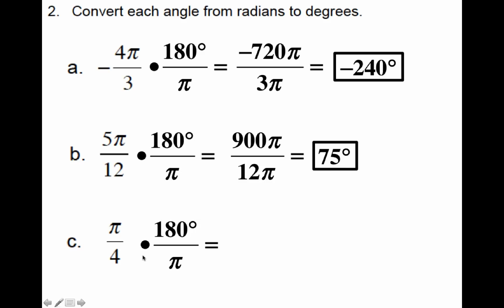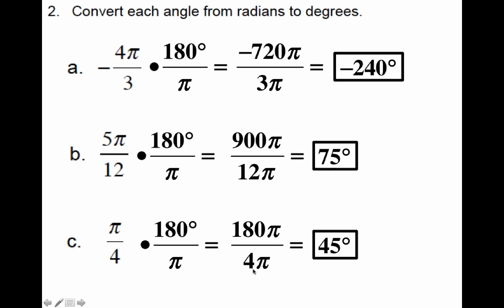Part C, multiplying by 180 degrees over pi. Pi times 180 is 180 pi. 4 times pi is 4 pi. The pi's cancel. 180 divided by 4 is 45 degrees.